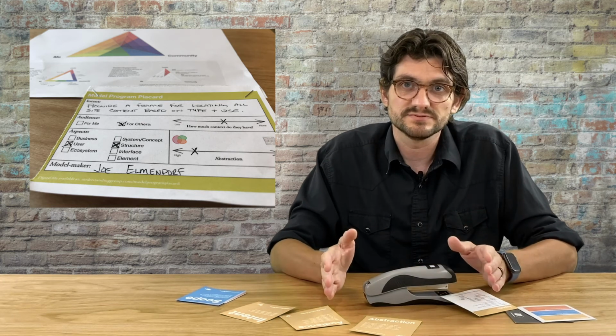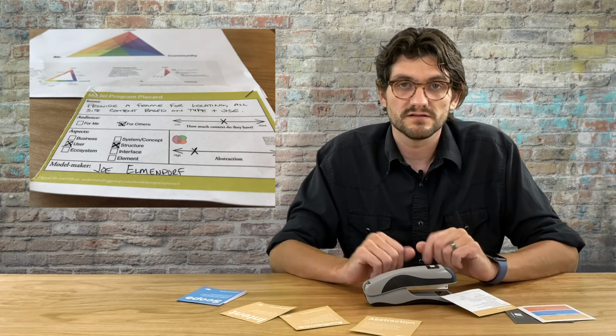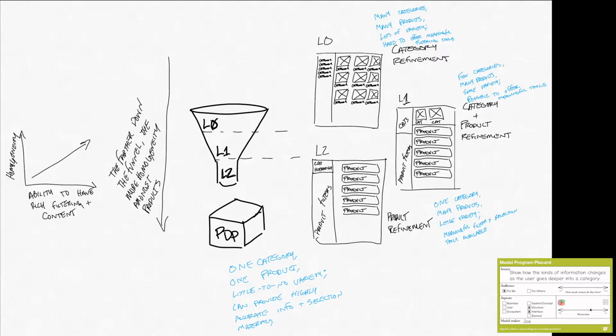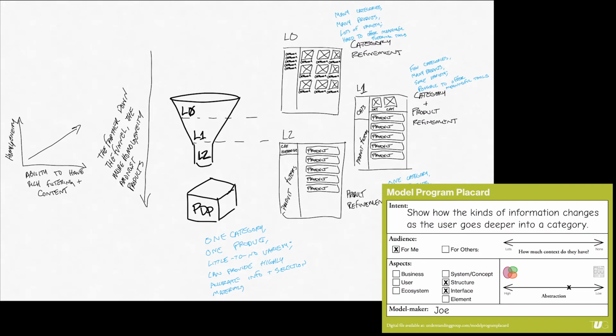Let's look at some examples of completed model programs alongside the models that were created for those model programs. The first model is a quick model that I made to express my understanding of an e-commerce progression and the information that was revealed at different stages of the e-commerce funnel, from top-level categories all the way down to the product detail page. We can look at the program for this model and see that the intent is to show how the kinds of information change as the user goes deeper into a category.